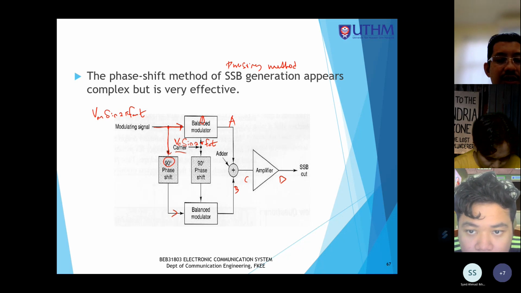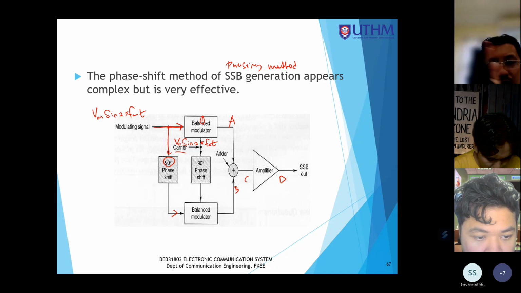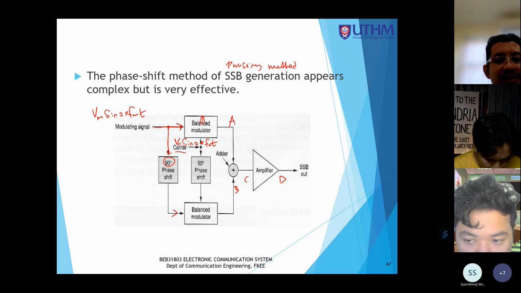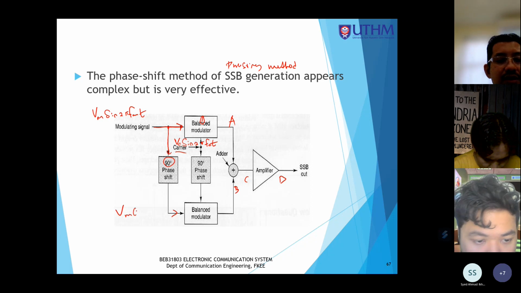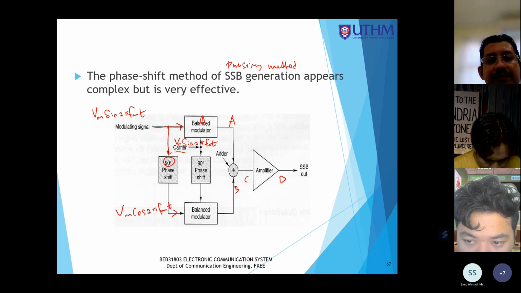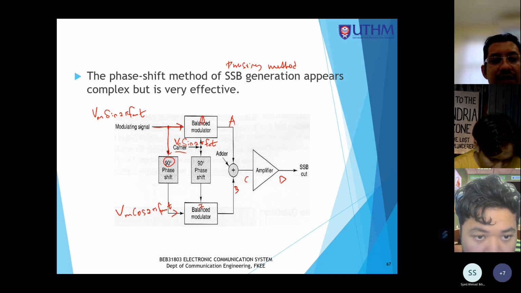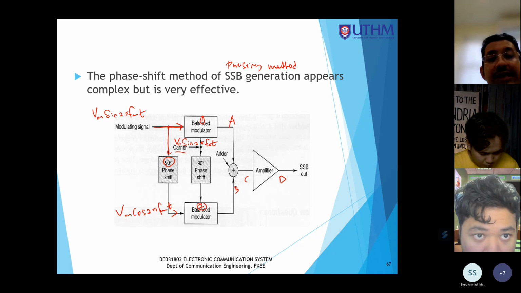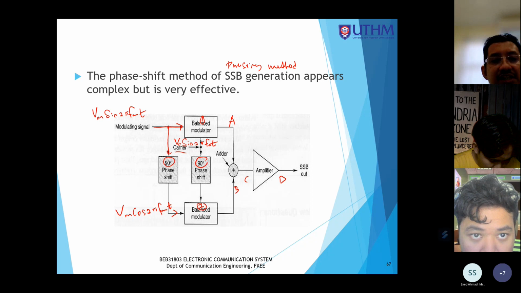So 90 degree phase shift for the sine wave, dia akan menghasilkan cosine wave. So apa yang berlaku di sini adalah keluaran daripada phase shifter ini, perubahan 90 darjah, sebenarnya dia akan menghasilkan cosine wave. Nah, VM cos 2 pi FMT. Okay, so masuk ke dalam balance modulator yang kedua. Sama juga dengan carrier. Carrier akan melalui phase shifter 90 degree. Apa yang berlaku adalah perubahan fasa 90 darjah, maka akan terhasillah cosine wave. So VC cos 2 pi FCT.